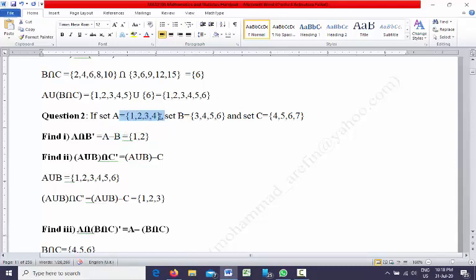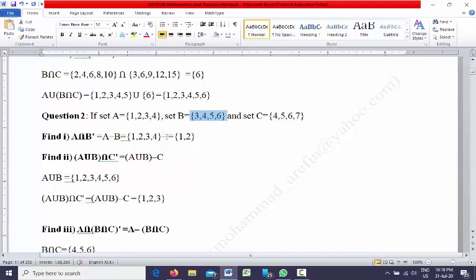This is set A, and from set A we want to remove the elements of set B. This is set B.